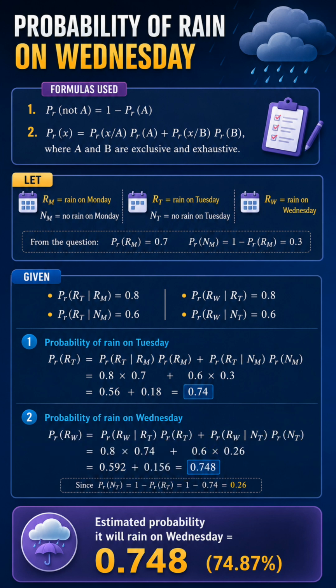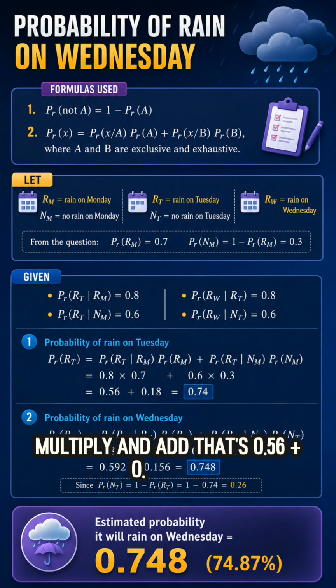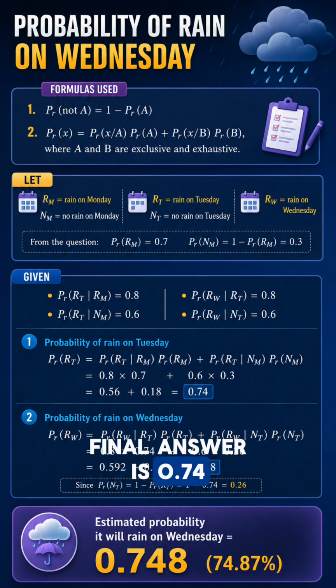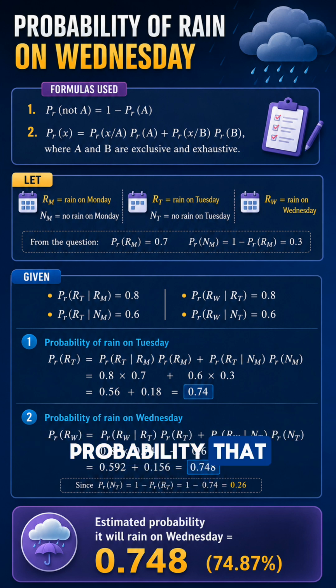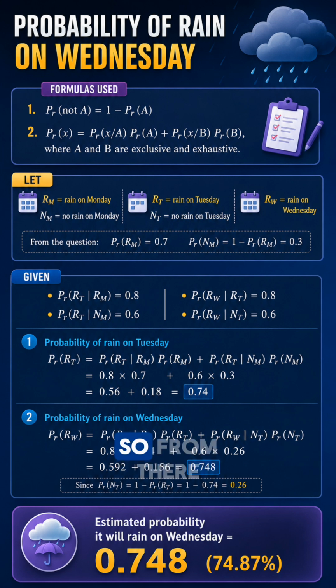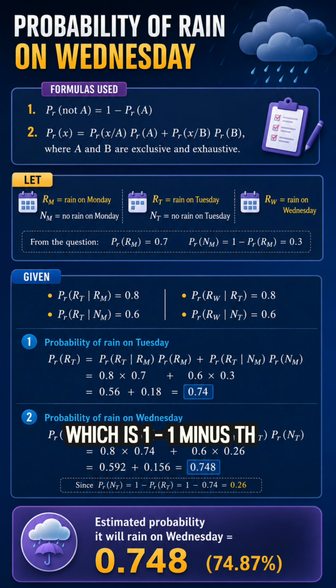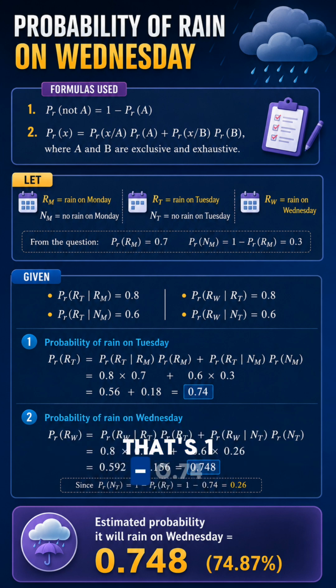Multiply and add, that's 0.56 plus 0.18. The final answer is 0.74. So this is the probability that it will rain on Tuesday. From there we can get the probability that it will not rain on Tuesday, which is 1 minus the probability that it will rain. That's 1 minus 0.74, which will give us 0.26.